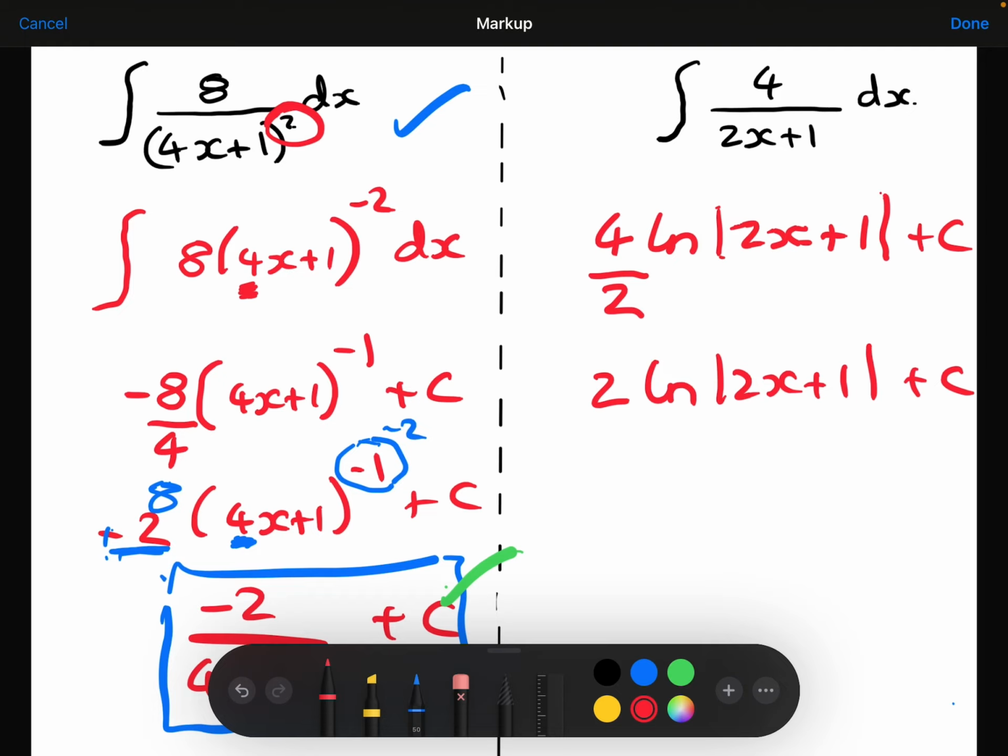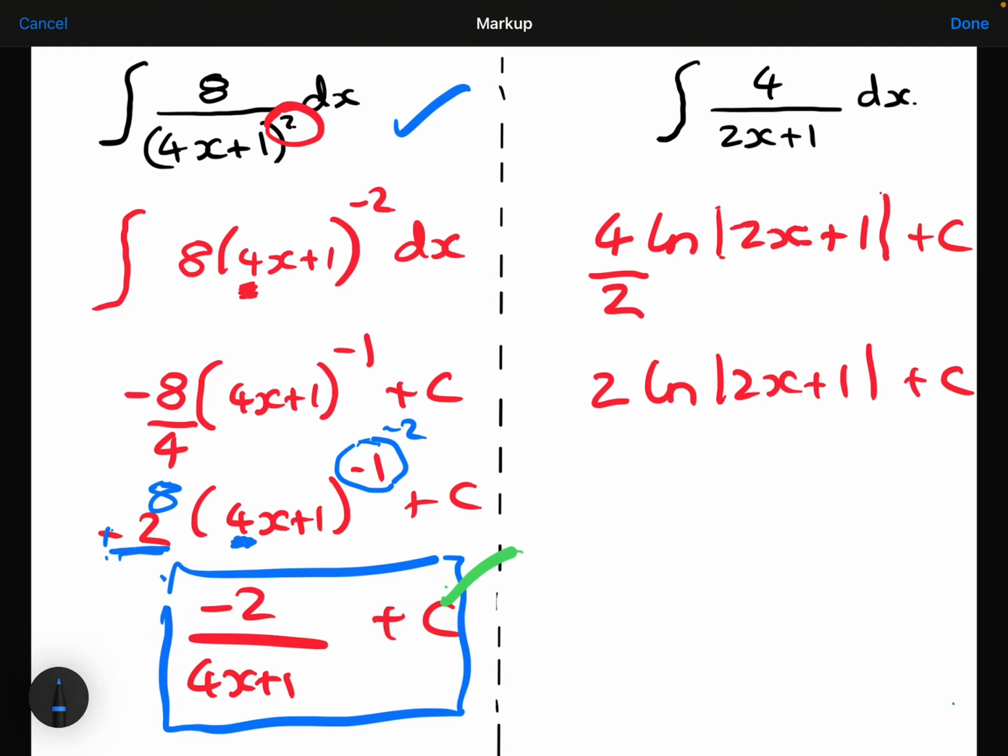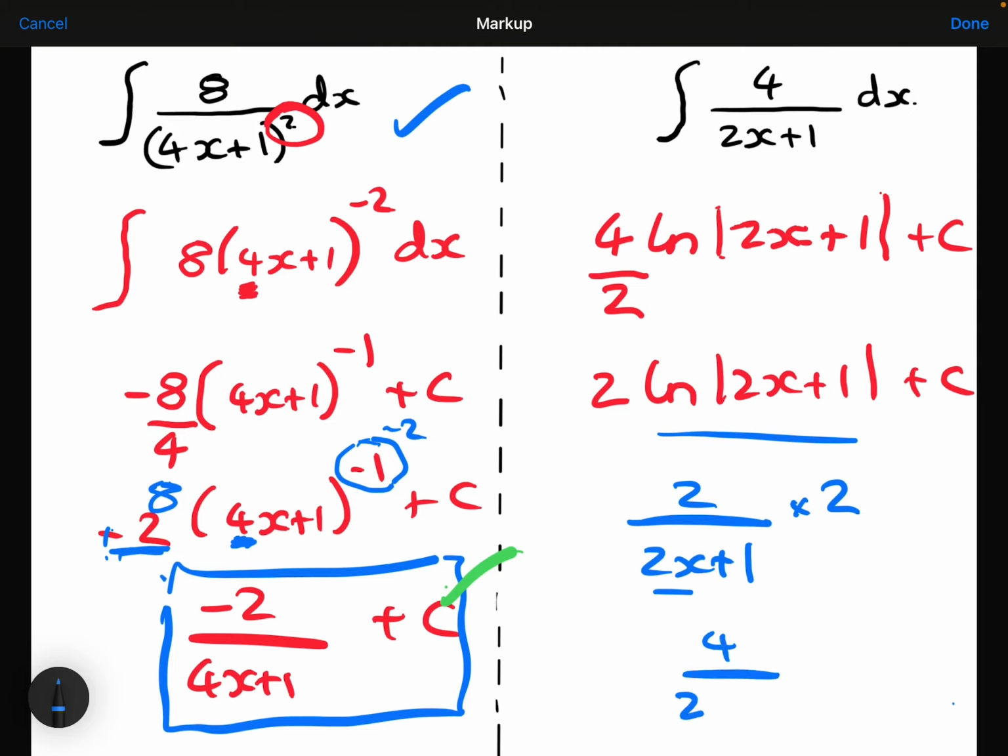Let's just do a quick check. So differentiating the outside function, differentiating the ln, we give 1 over. So I would have 2 over the 2x plus 1. Then by the chain rule, I'd have to multiply that by 2 because of the 2x there, which would become 4 over 2x plus 1, which is what I started with. So this is correct.